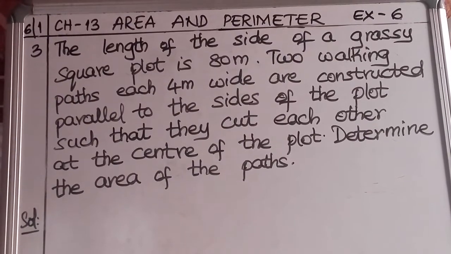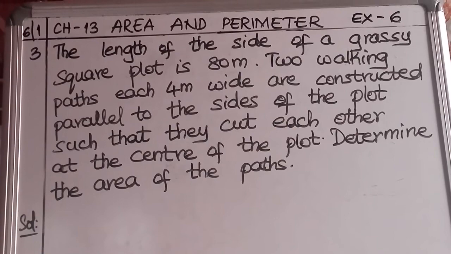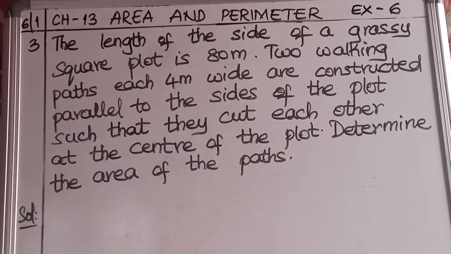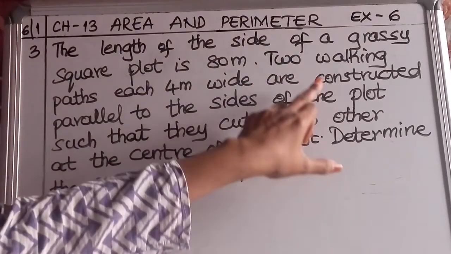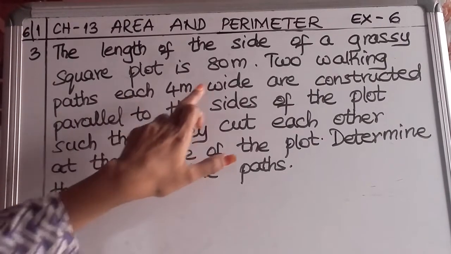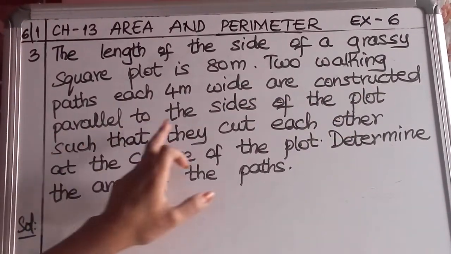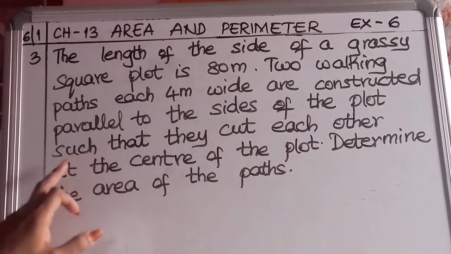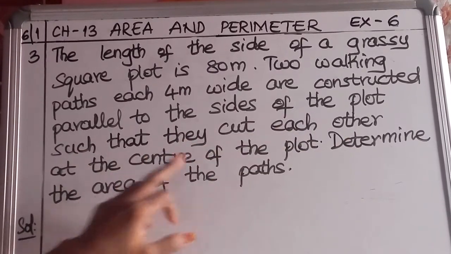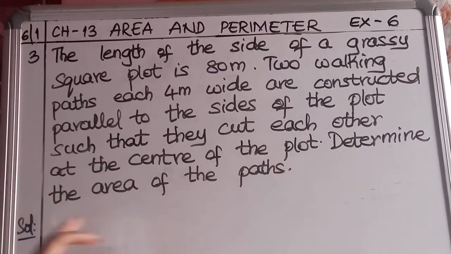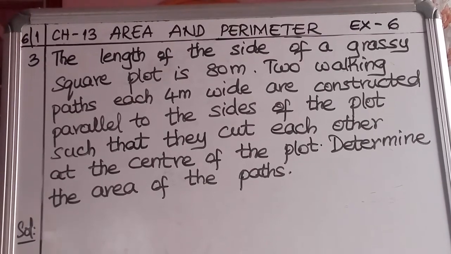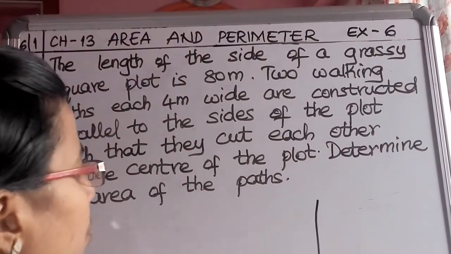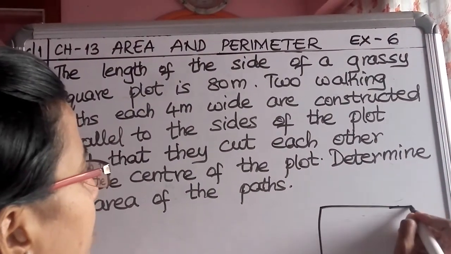The third question. The length of the side of a grassy square plot is 80 meters. Two walking paths, each 4 meter wide, are constructed parallel to the sides of the plot such that they cut each other at the center of the plot. Determine the area of the paths. So let us draw the figure so that you will be able to understand in a better way.